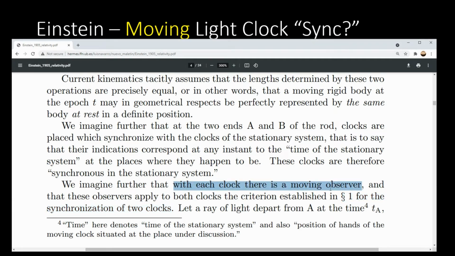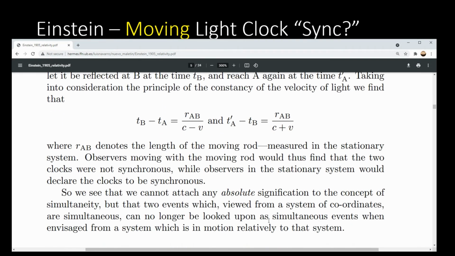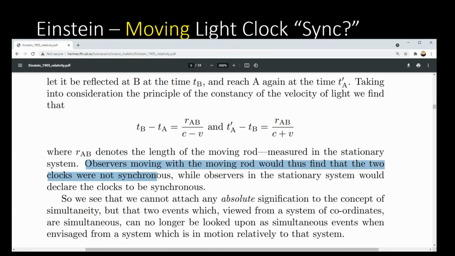When we apply it to moving clocks, it's obvious that it is going to desynchronize these clocks. And then we continue the word problem down to the equations. And then this is Einstein's big revelation. With the faulty method of trying to synchronize clocks on the move, we then cannot attach any absolute significance to the concept of simultaneity. Yeah, right.